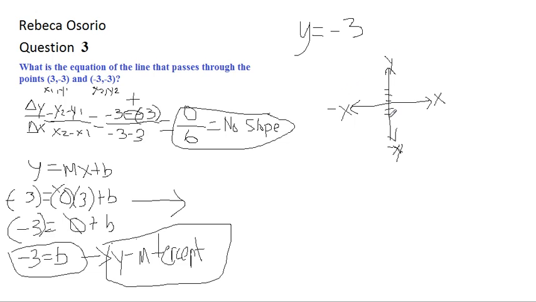So I was about to make another mistake. That means that the line will remain like this, with no slope, not going up or down, regardless of the numbers. So you would get a slope of 0. So your answer, the equation of the line, will be y equals -3.